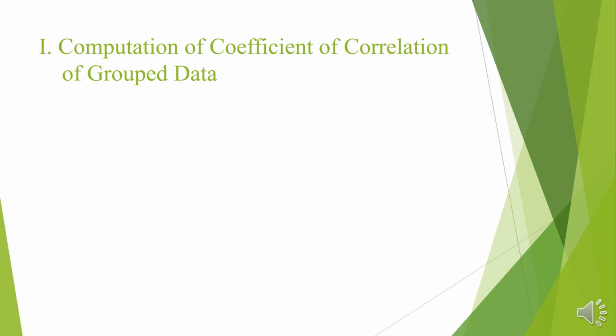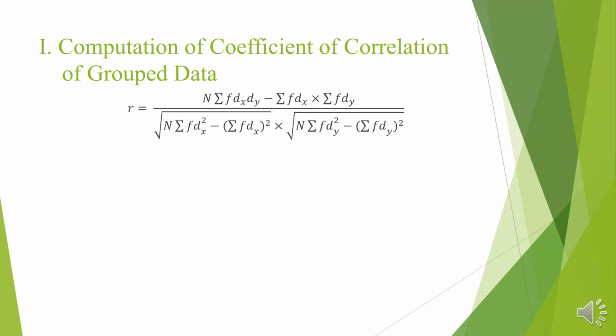Now, computation of the coefficient of correlation for grouped data. This is the model: r is equal to n into summation f dx dy minus summation f dx into summation f dy, whole divided by square root of n into summation f dx square minus summation f dx whole square, into root of n into summation f dy square minus summation f dy whole square.